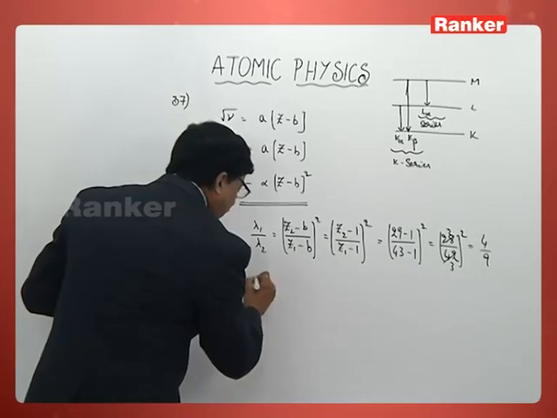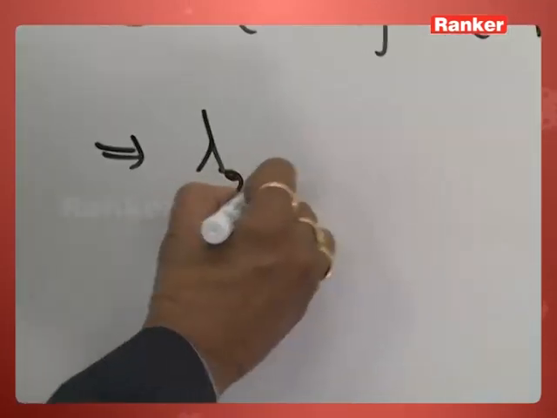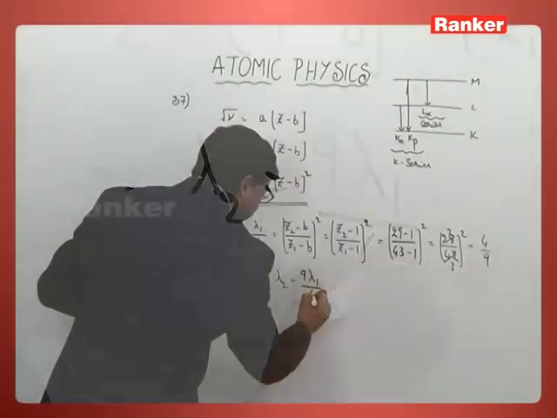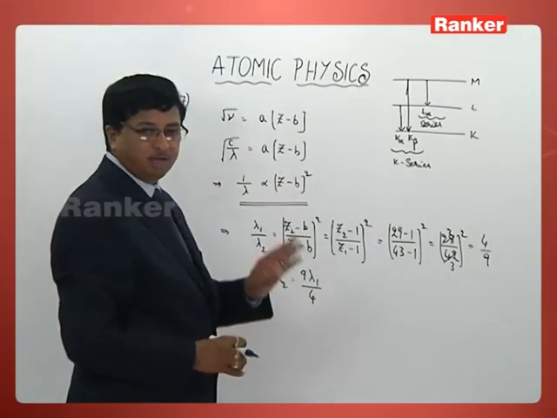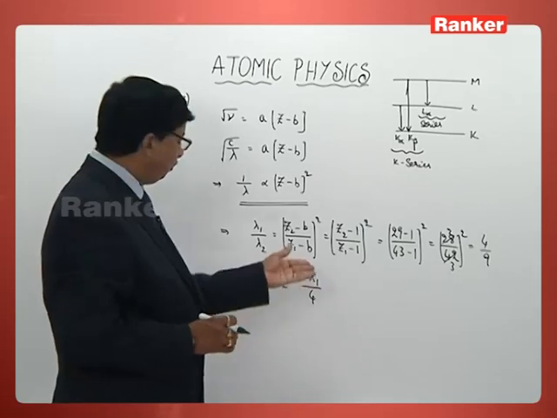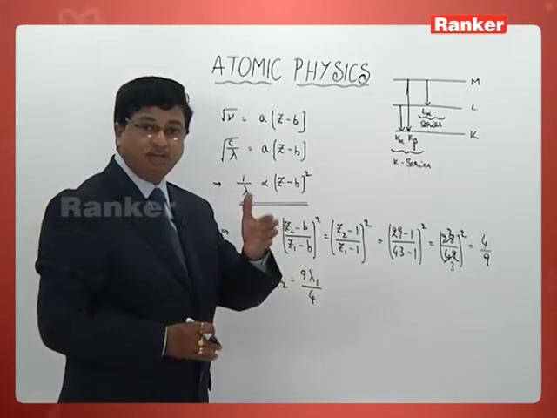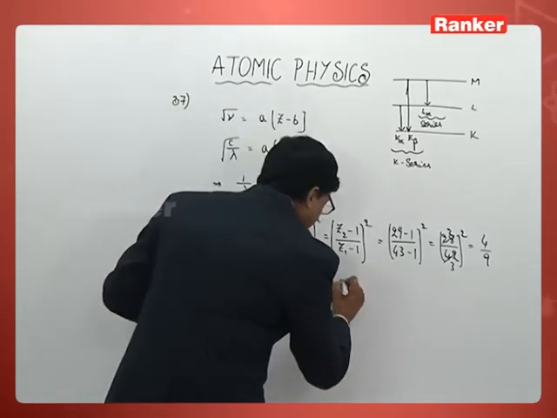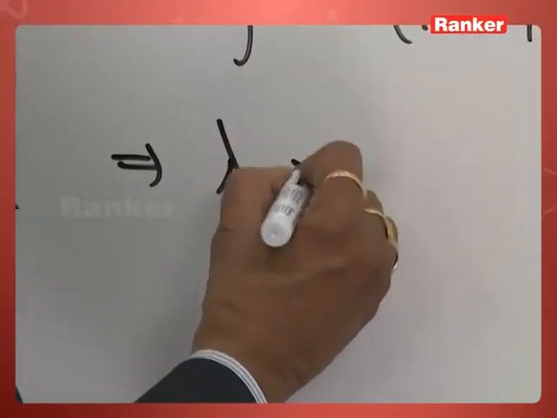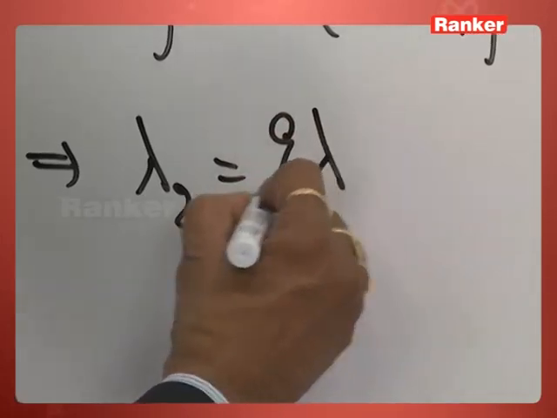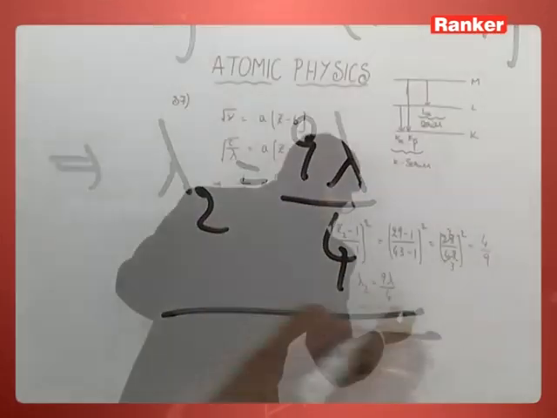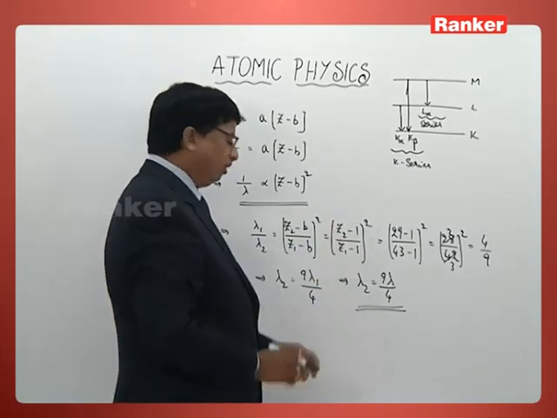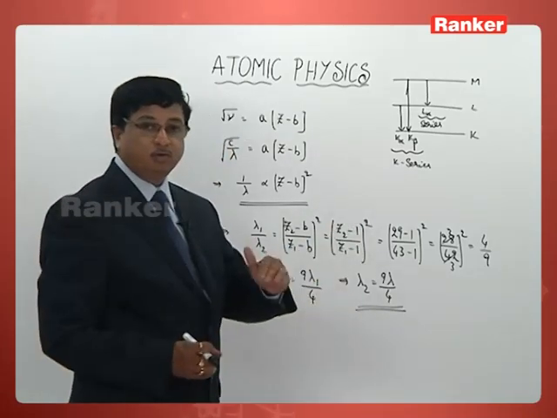But what is it we want in this case? Lambda 2 is equal to 9 lambda 1 by 4. That is the ultimate equation. But one should understand lambda 1 is given in the problem as lambda. So directly we can take it this way: lambda 2 is equal to 9 lambda by 4. That is the equation. In fact, lambda 2 in terms of lambda, we are getting 9 by 4 times the value of lambda.